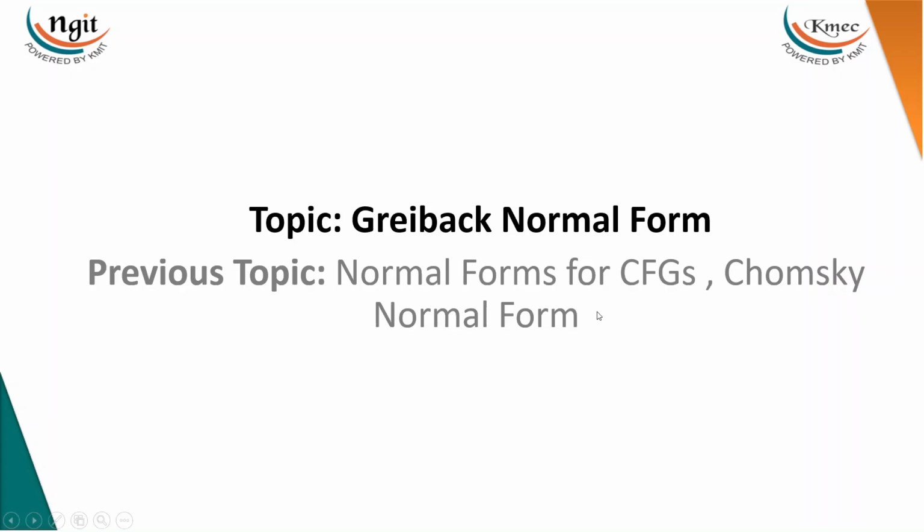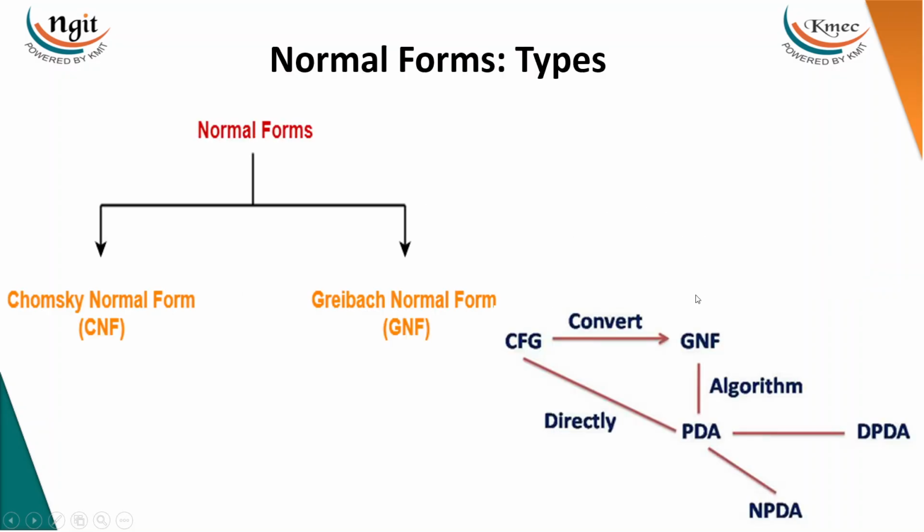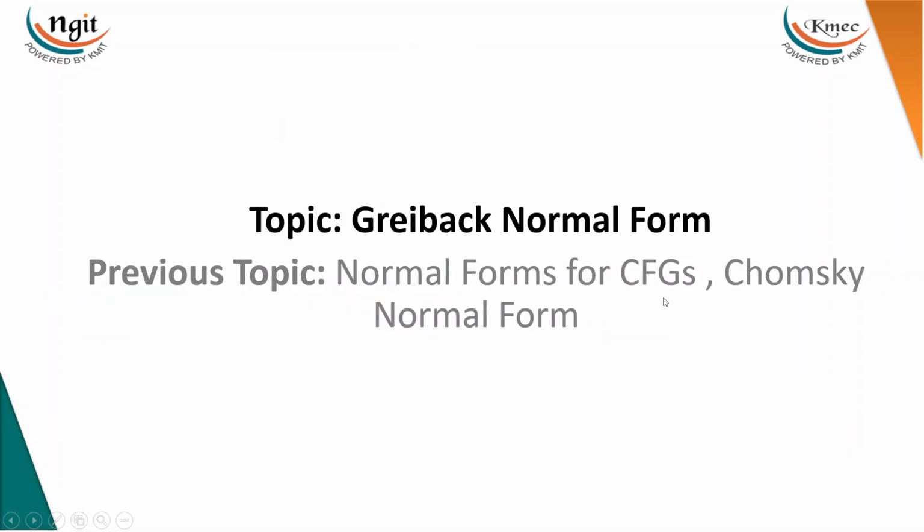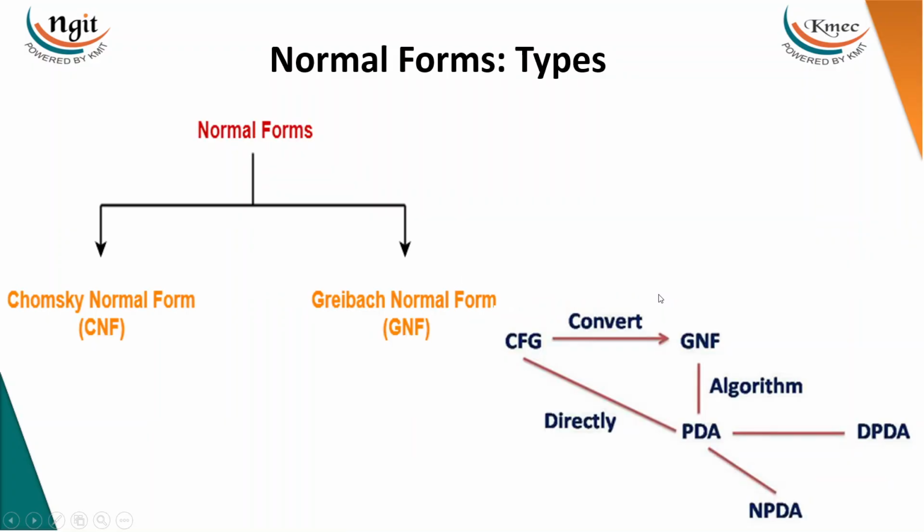Hello students. In the last video we discussed normal forms for context-free grammars, especially Chomsky normal form. So in this video we'll discuss Greibach normal form. First of all, we have two types of normal forms, Chomsky normal form and Greibach normal form. We have discussed what exactly these are in the last video, but why do we have to use them?